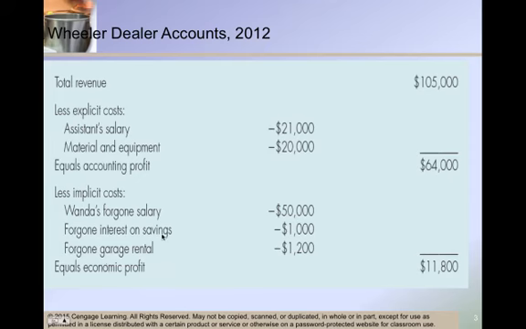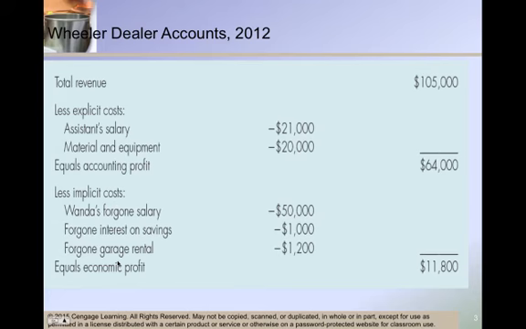Also, she took some money out of the bank to invest in her business. Well, she could have been making profits on that money elsewhere. She could have made other investments with it. So that foregone interest on that savings was $1,000. If she didn't take her money out of the bank and start up this company, she would have been making $1,000 in interest. That's an implicit cost.